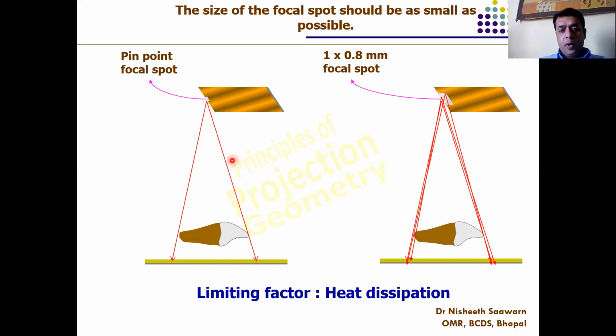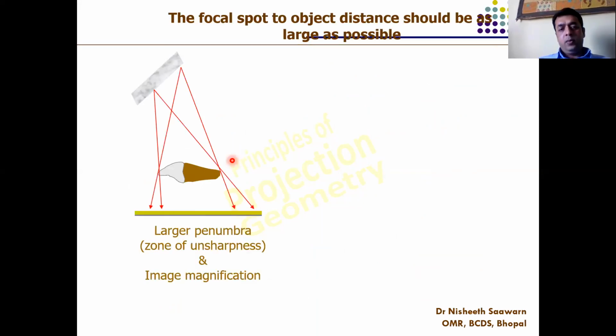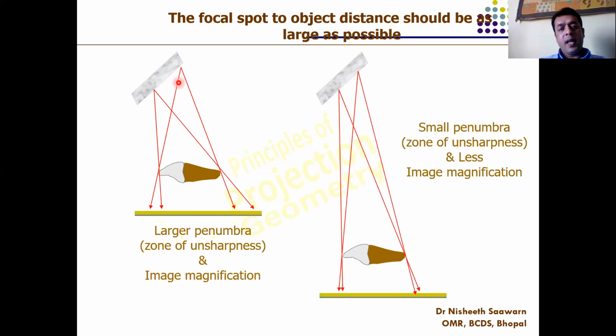Okay, now the cone should be long. This is the reason I told you. If the source is closer, the rays are divergent, so we get a larger shadow here. If it is not closer, if it is far, the rays are near parallel, so we get a smaller shadow.